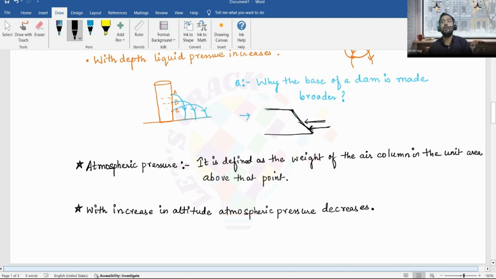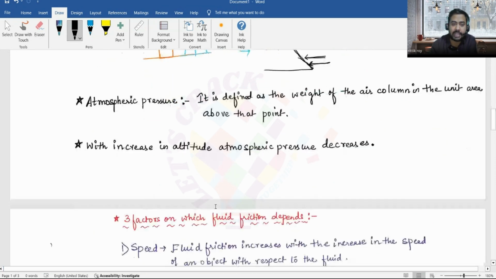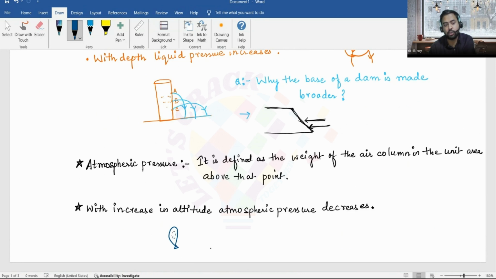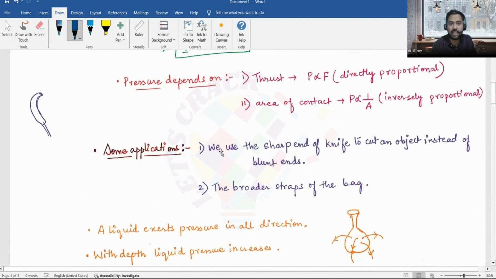The same thing happens if we take a balloon and put it above the atmospheric surface. Suppose this is the balloon, slowly the size of the balloon keeps on increasing, and finally the balloon bursts. Why? Because the pressure inside is increasing, and the pressure outside is decreasing as it goes to higher altitudes. So it needs some medium to come out, and finally the balloon bursts. Okay, so I hope it is pretty clear about atmospheric pressure.